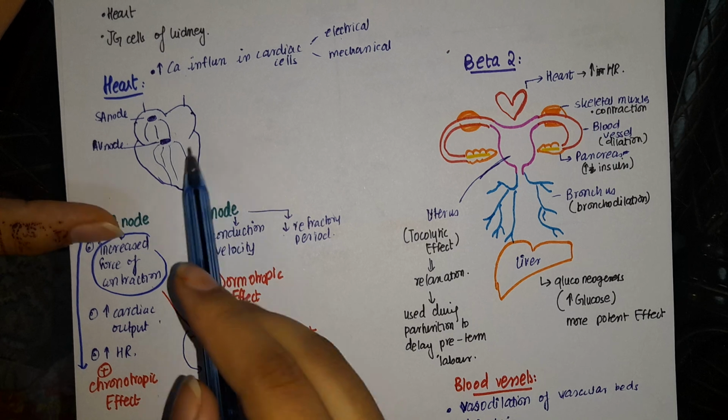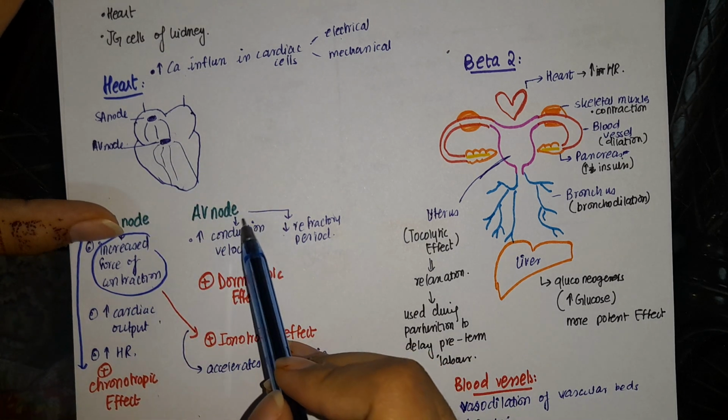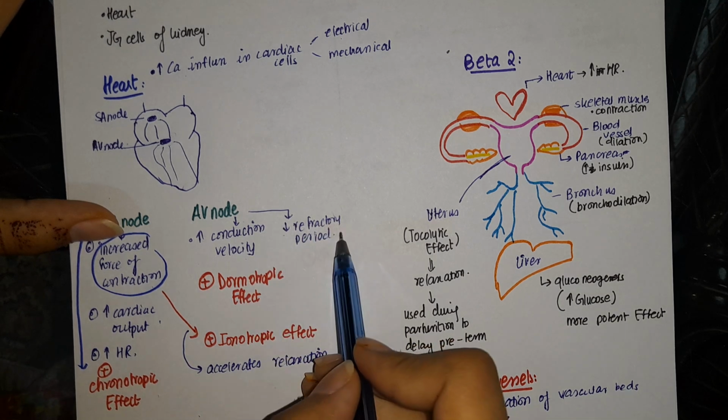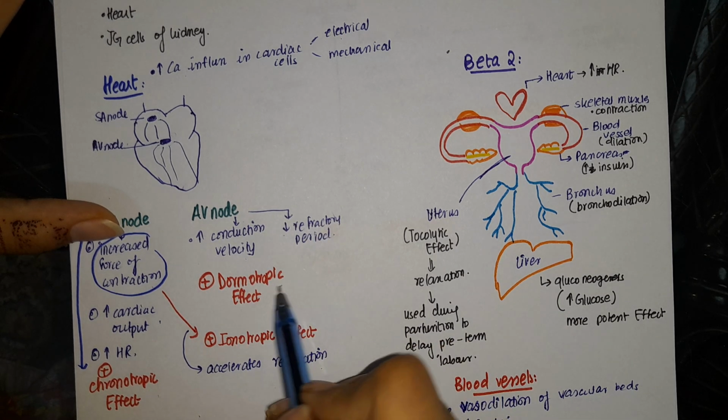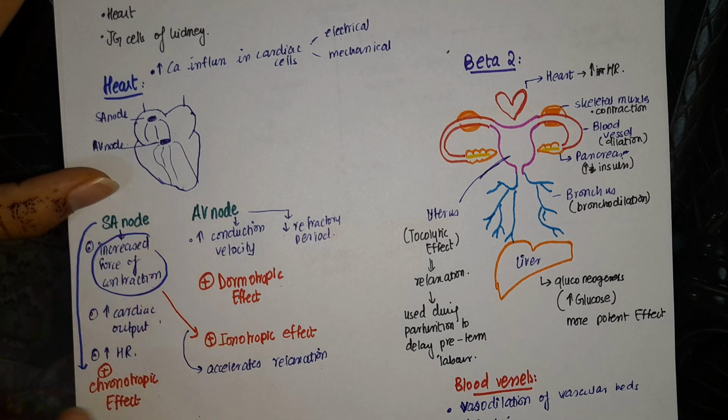And for the AV node, whenever the AV node has influx of calcium ions, what will happen? The AV node will have increased conduction velocity and decreased refractory period. That will be the dromotropic effect. So SA node activation, when it causes an increase in heart rate, that is a positive chronotropic effect. For the increase in the force of contraction, you will have an increased inotropic effect.